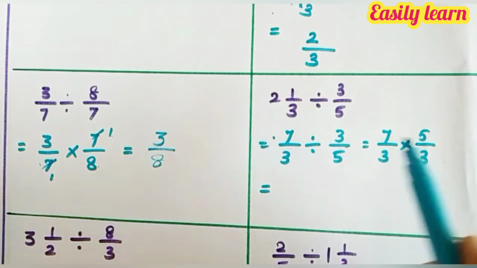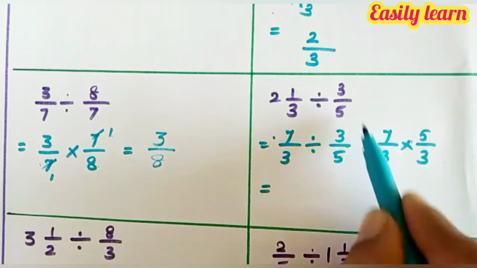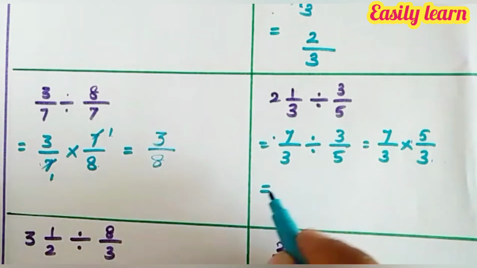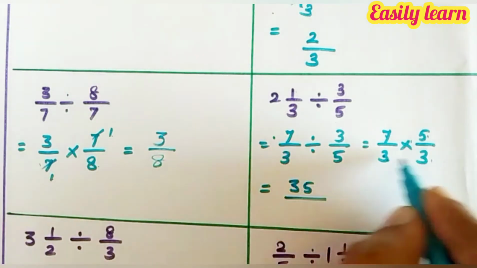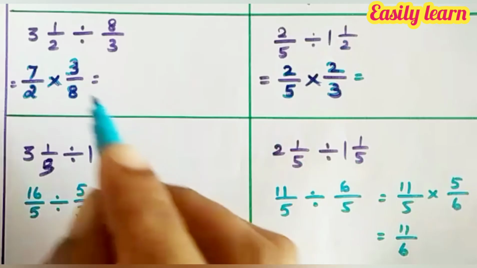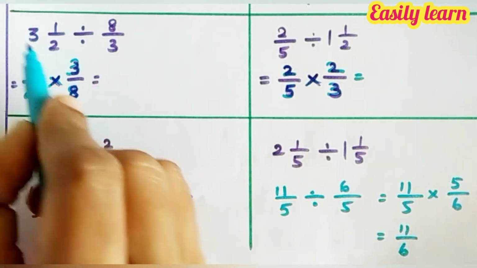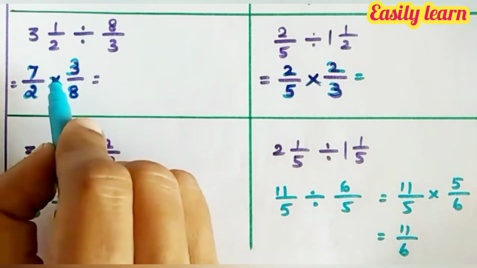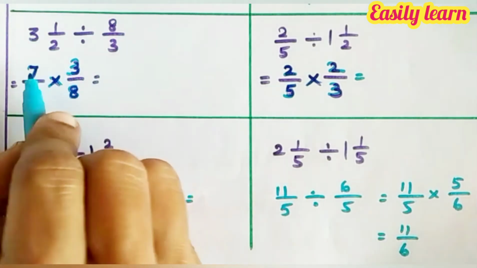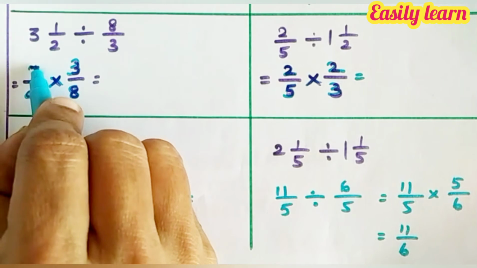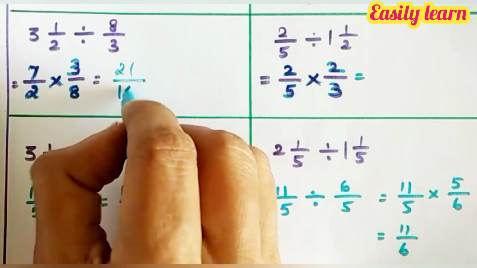நான் அப்படியே போட்டிருக்கேன். Now I am going to convert into the division part. 7 by 3 into reciprocal is 5 by 3. So I cannot cancel anything. So 7 5s are 35 by 9. Next, 3 1 by 2 divided by 8 by 3. So convert this. You will get 7 by 2 into reciprocal is 3 by 8. So here also cannot cancel anything. So I just multiply. 7 3s are 21 by 2 into 8, 16.